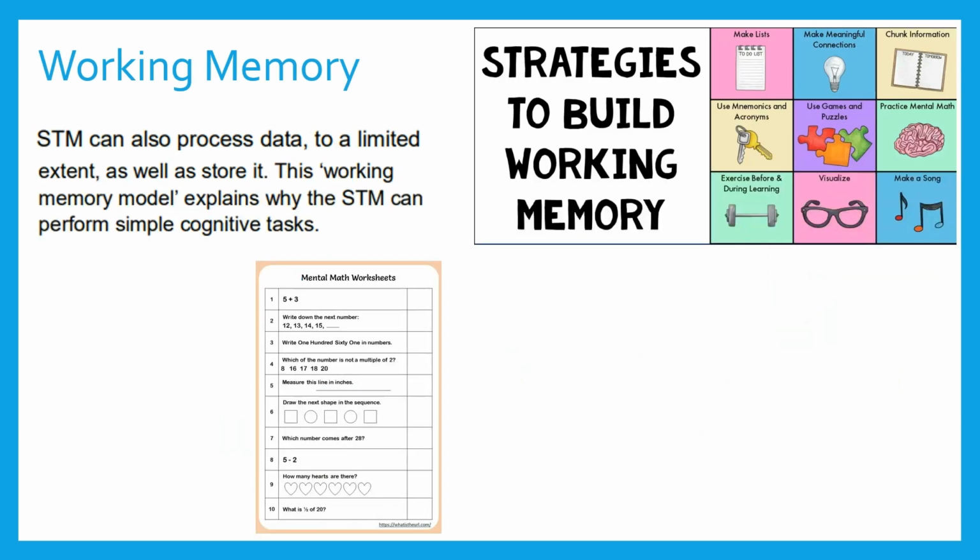We also have a sort of subdivision of our short-term memory, something known as working memory, and this allows us to process data as well as, to quite a limited extent, store it. This working memory model is what allows us to do simple cognitive tasks. Take for example mental maths. It's why we can hold the different numbers in our head while we manipulate them, we add, we divide, whatever it is we need to do in order to complete these tasks.